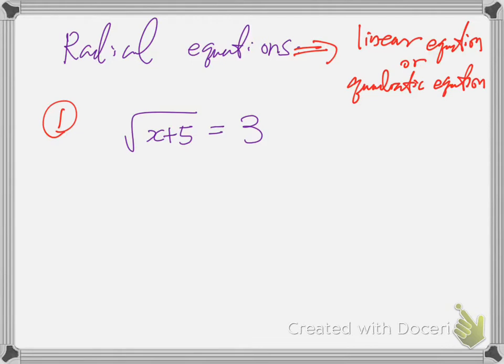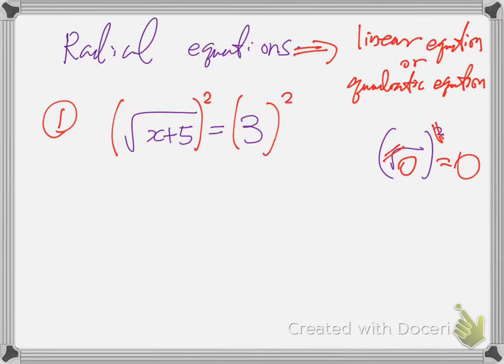So how to cancel the radical sign? We use the second power. The radical sign and the second power cancel, and you get whatever is inside the radical sign. So step 1 here, we will take the second power of both sides of the equation to cancel the radical sign.